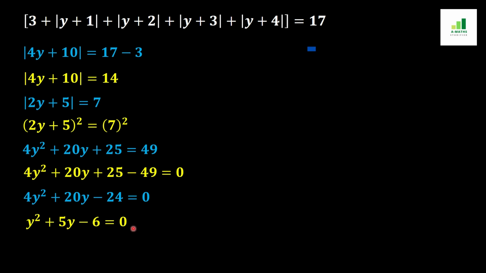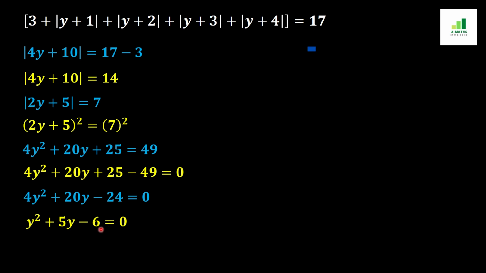because when we divide the whole equation by 4, this 4 will cancel out with 4, this 20 will give 5 when divided by 4, and this 24 will give minus 6 when divided by 4. You can see that this equation is a quadratic equation or a factorizable equation.